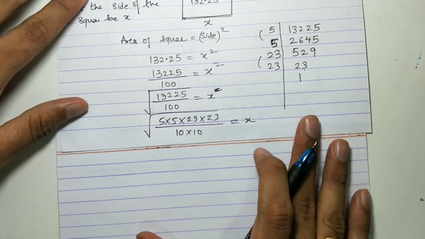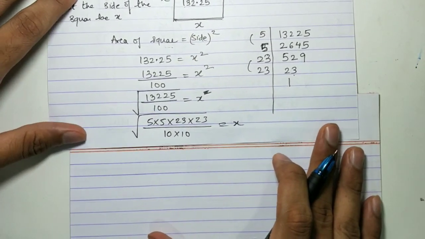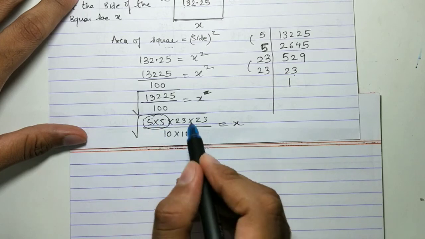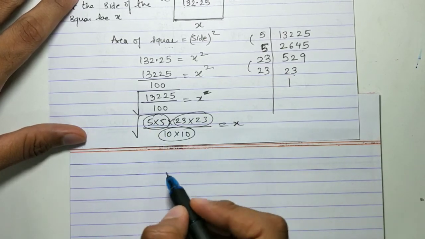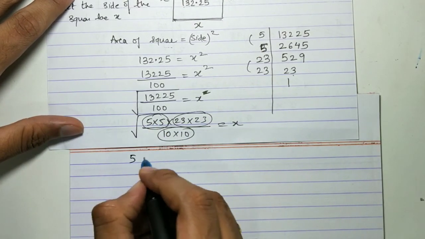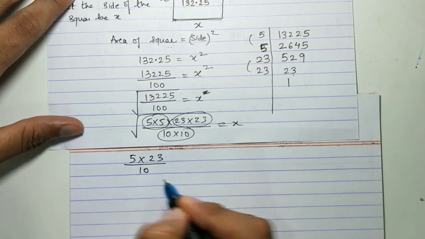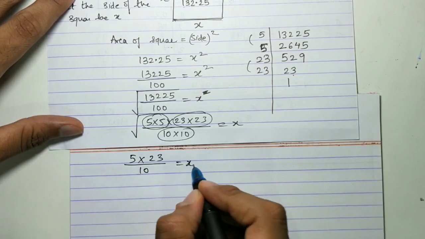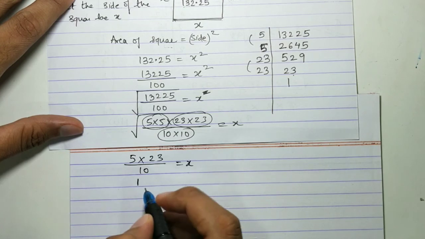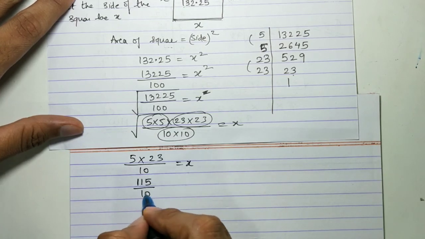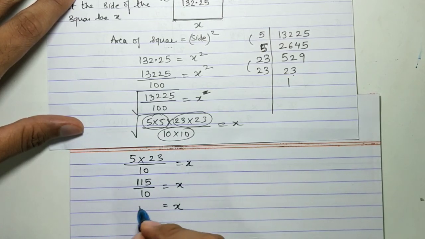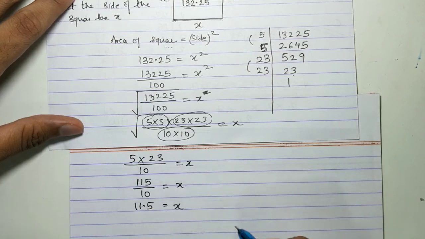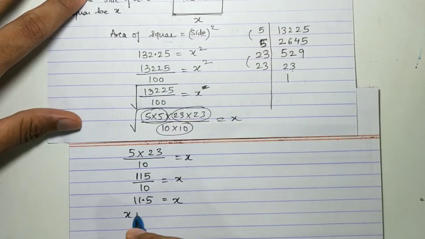Now take pairs: 5 5, 23 23 and 10 10. Okay, so take one number each: 5 into 23 upon 10. So what will this be? 23 into 5 is 115 upon 10. So what did we get for x? 11.5. Okay, x is 11.5 kilometers.